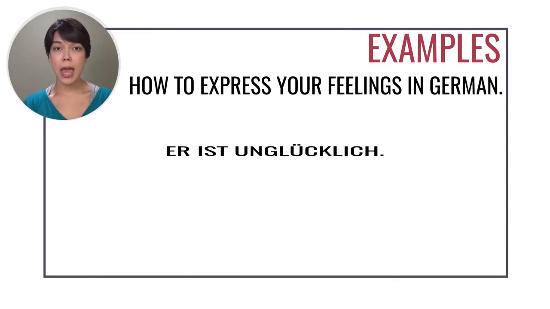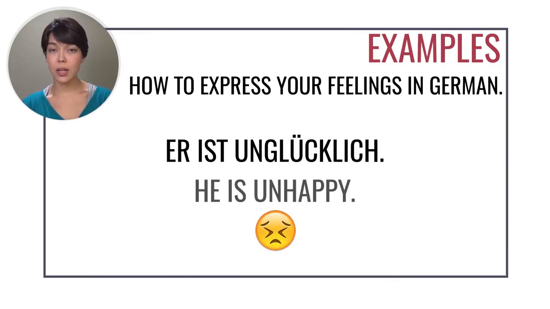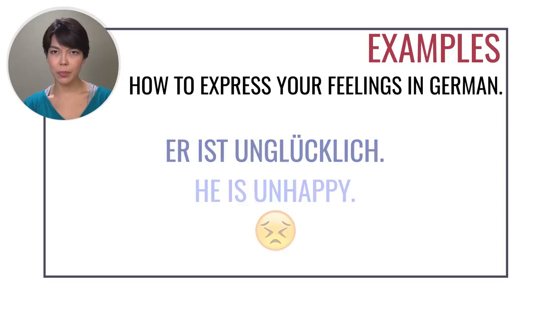Next, er ist unglücklich. He is unhappy. Here we have the word er, meaning he, followed by ist, a conjugated form of the verb sein, to be, and the adjective unglücklich, unhappy. So altogether it means he is unhappy.